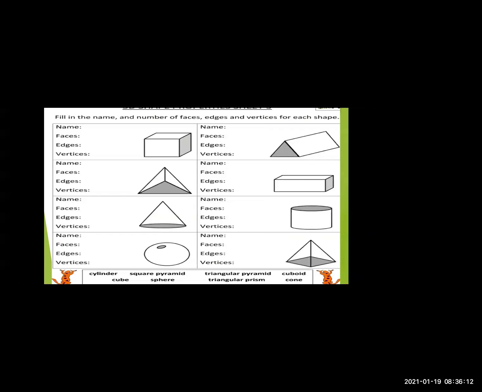What is the name of the next shape? Can you tell me? What is this shape? In the last session, we have learnt about this shape. Can anyone tell me? Yes, you all can try. It looks like a candle, gas cylinder, a battery. Cylinder. Yes, cylinder.